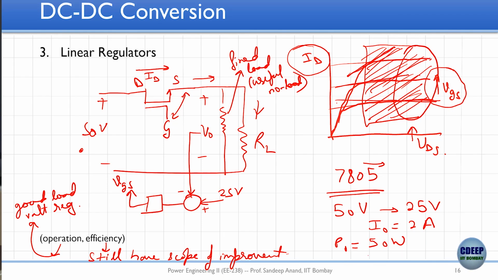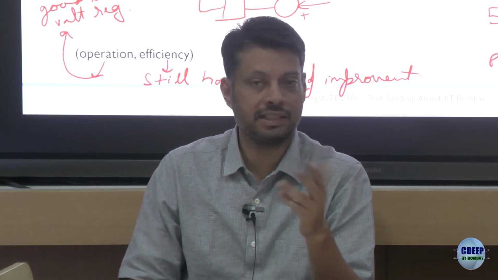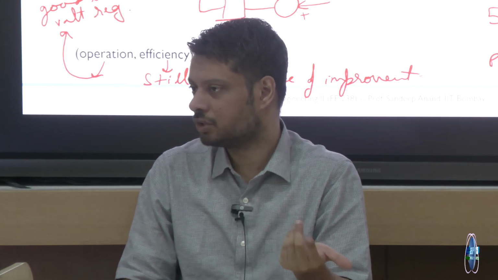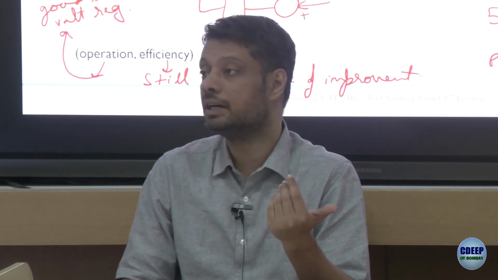But the power loss happening in the devices, because the voltage drop across the series device is 50 minus 25, is the input voltage minus the output voltage times the same current which is flowing through the load, because assuming the other resistance is very, very large, practically almost the same current flows through this series device, right? So 50 minus 25 into 2 ampere comes out to be another 50 watt. So to deliver 50 watt, you have almost 50 watt of losses. So efficiency is 50%, which is better than the previous one, but still not that great.